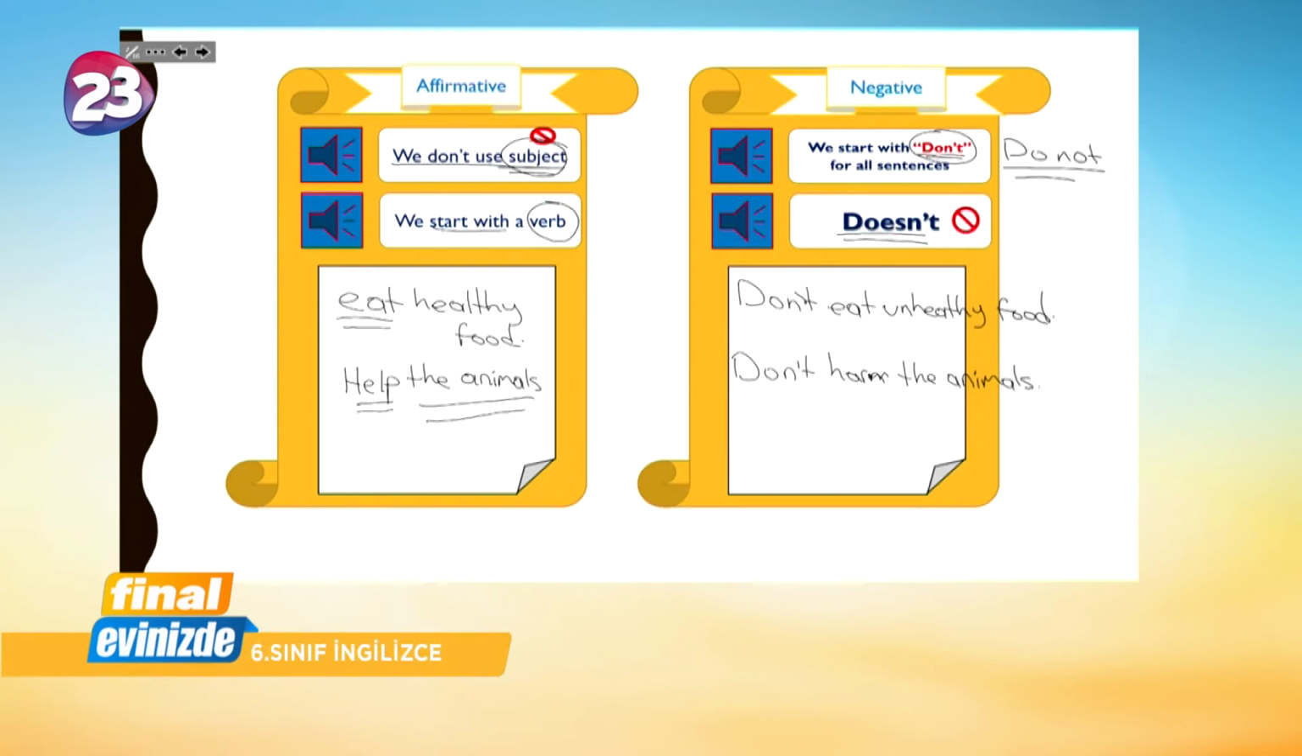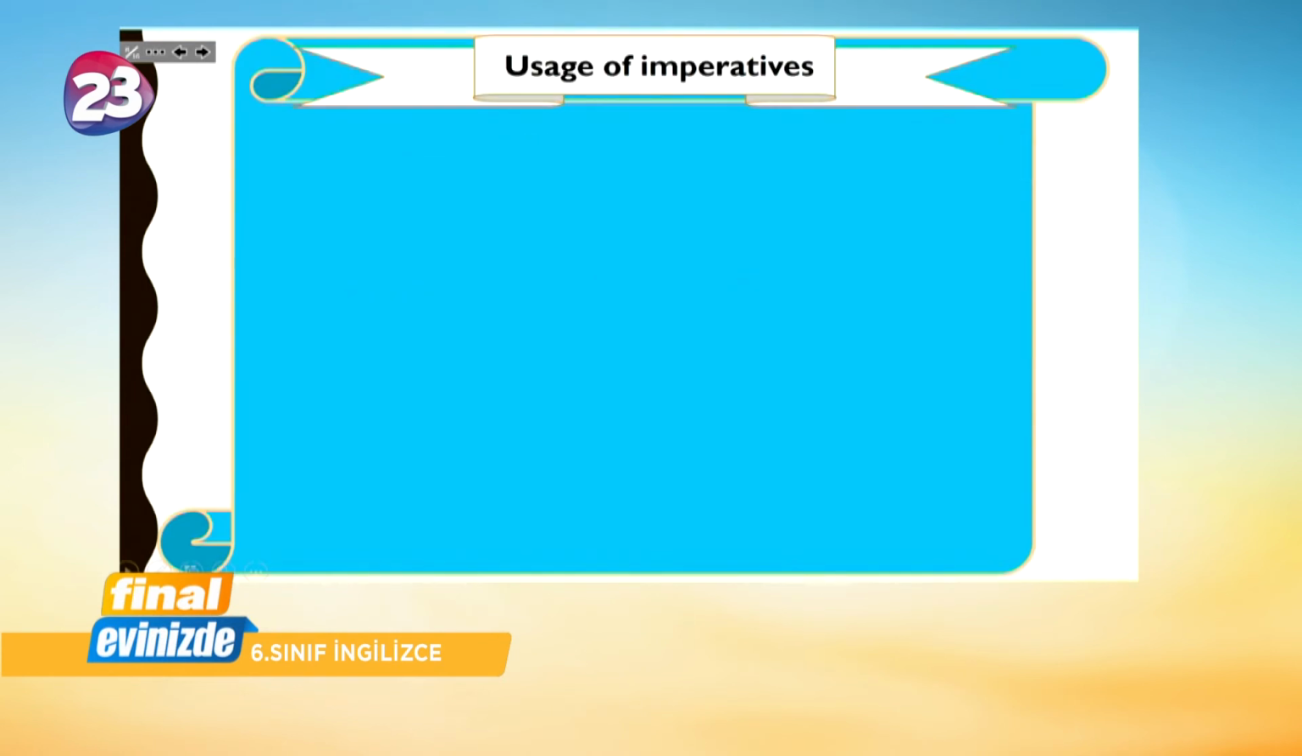Okay, as you see, in an affirmative sentence, I didn't start with a subject, and in a negative sentence, I start with don't. We don't use doesn't. Okay, we cannot use doesn't. Now, let's carry on. Now we are going to learn the usage of imperatives.